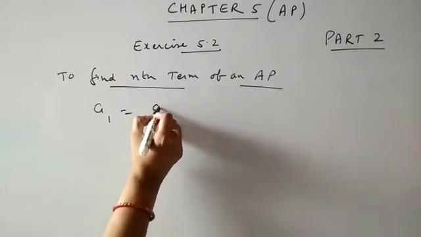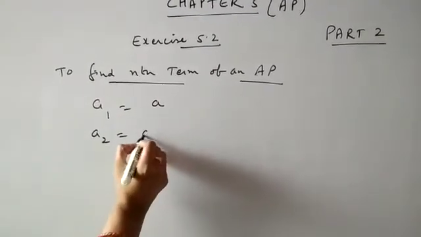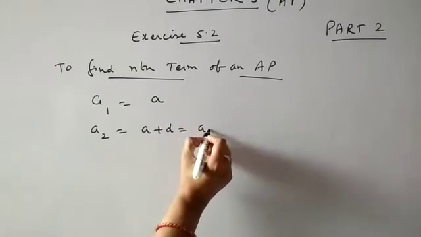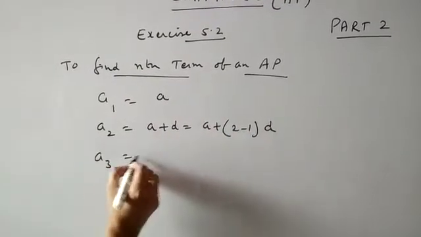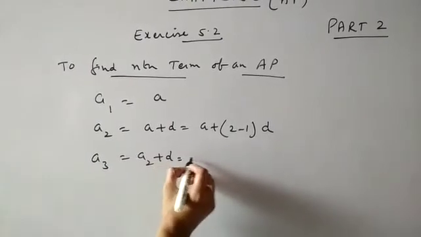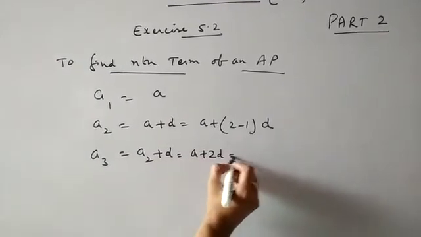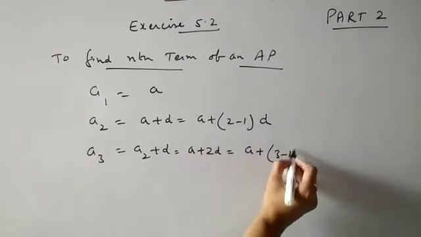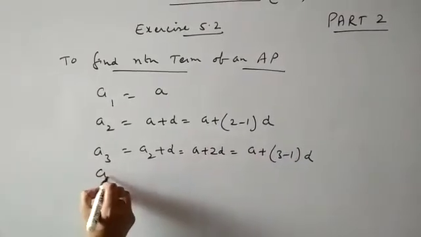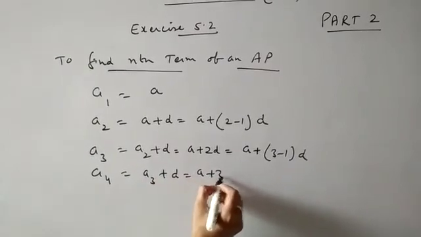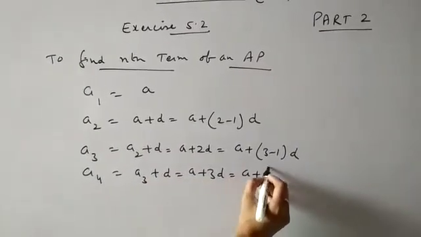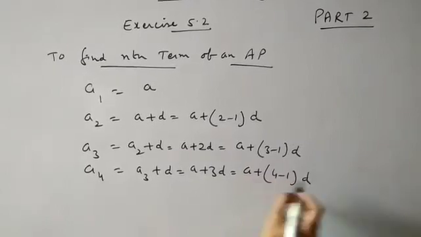First term is taken as A. Second term A plus D, that is A plus 2 minus 1 into D. A3 is A2 plus D, A plus 2D, that is A plus 3 minus 1 into D. A4 is A3 plus D, A plus 3D, that is A plus 4 minus 1 into D.